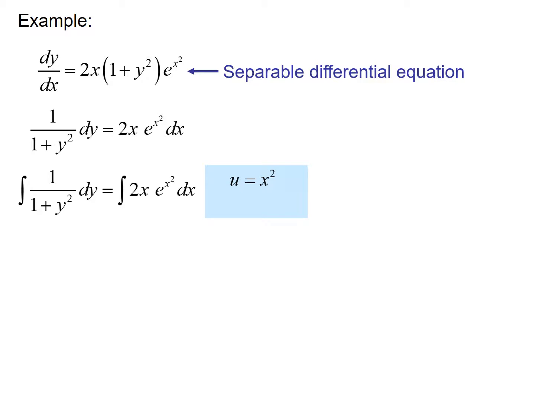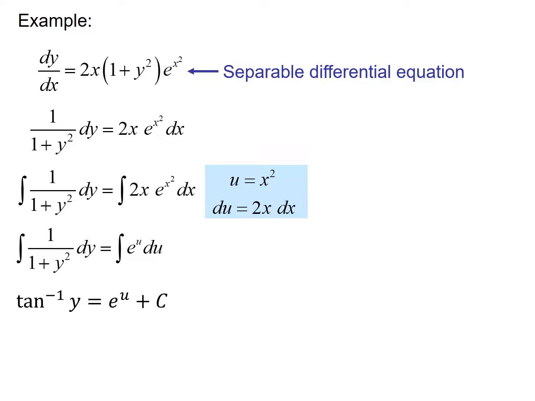Now, in order to take the antiderivative of the right side, we're going to use u substitution. Let u equal x squared. The derivative of that is 2x dx. The left side, I guess for now we've left it alone. On the right side, we have the integral of just e to the u, which is e to the u. The integral of 1 over 1 plus y squared is inverse tangent. Plug x squared back in for u.